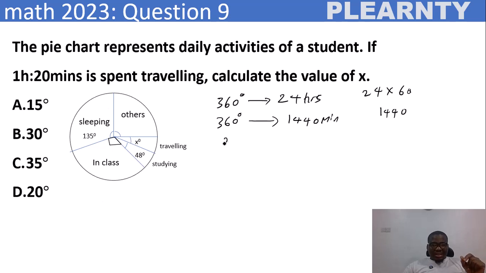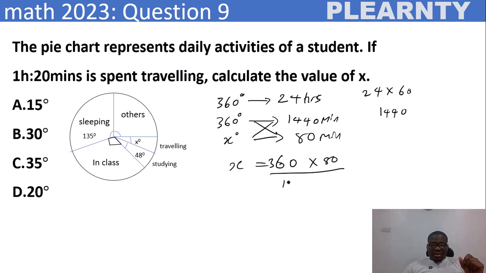So the x degree we are looking for is 80 minutes. Now, if you cross multiply this and you make x your subject of formula, you say x is equal to 360 times 80 divided by 1440.